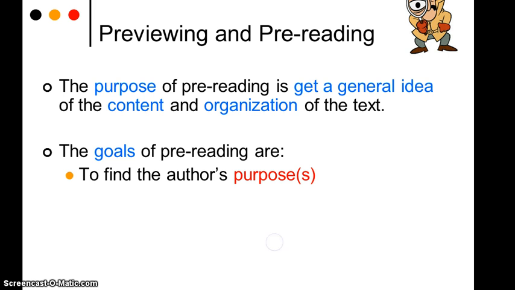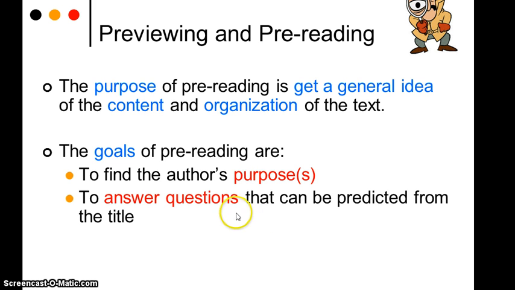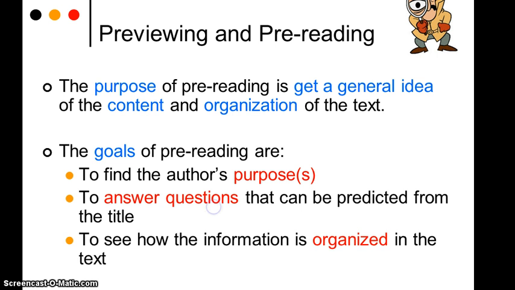Our goals are to find the author's purpose. What is the article trying to do, to show us, to explain, to warn? We look at the title and we begin to predict questions, and we create those questions in our head. And we begin to see how the information is organized in the text.